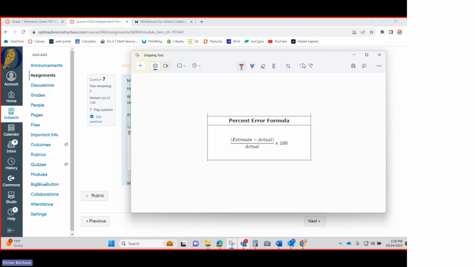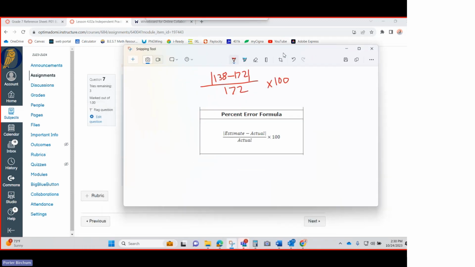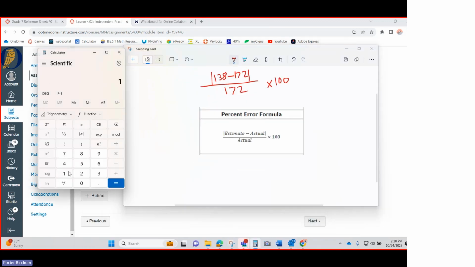Which one of these two numbers is my estimated value? 138. It says right there, Mr. Jones estimates he will spend 138. So don't forget your absolute value bars when you are making your equation. Times 100. So I put in the estimated. Now I need the actual value. How much did he actually spend on groceries? Yep, $172.